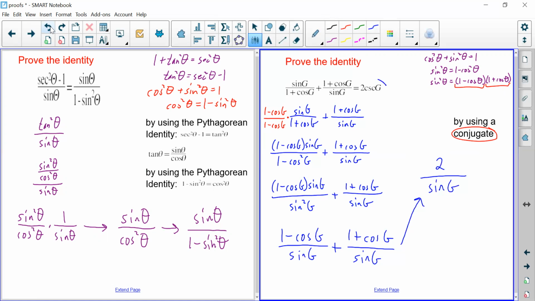And now I hope you can see how close we are to being done. 2 over sine of g is the same thing as 2 times 1 over sine of g, which is the same thing as 2 times the cosecant of g. So that is proof. So please, please, please practice. Even if you feel like you're not getting them, just the basic fact of you practicing them will help.